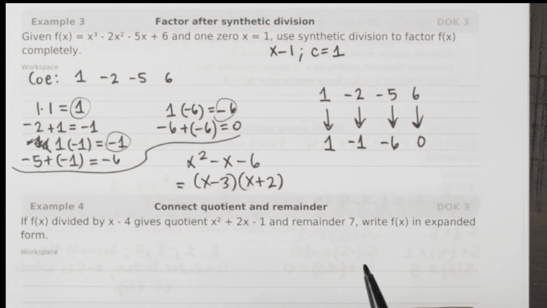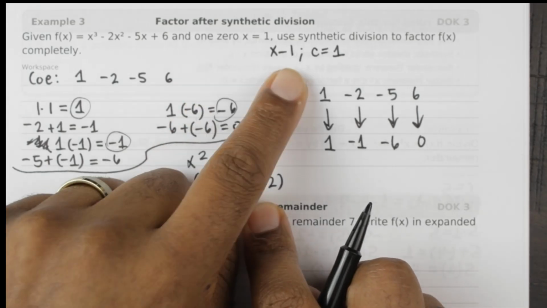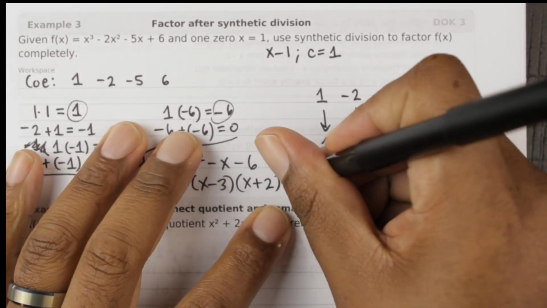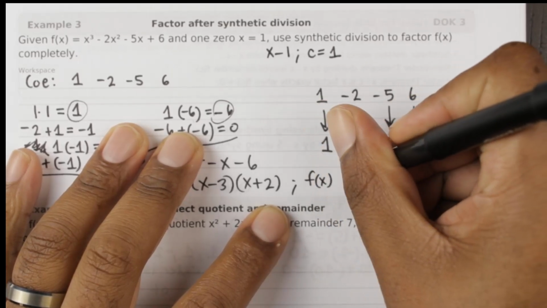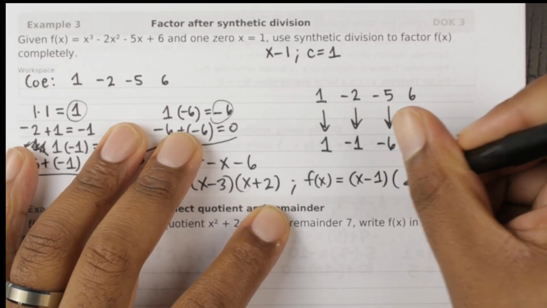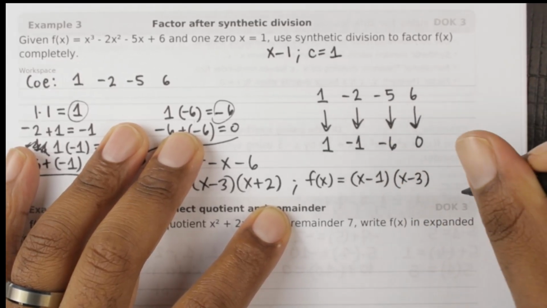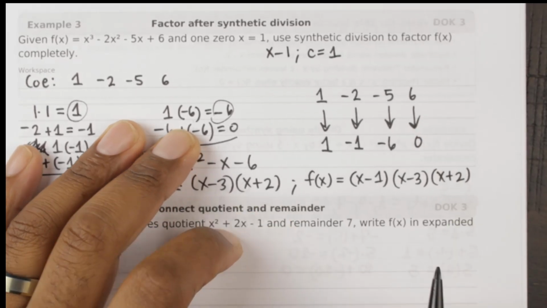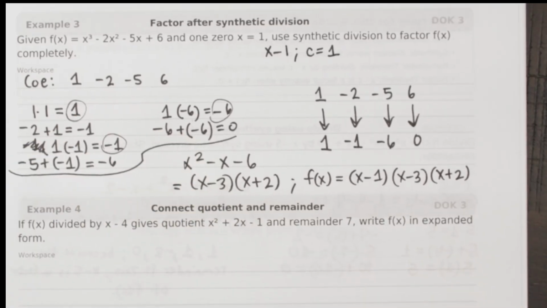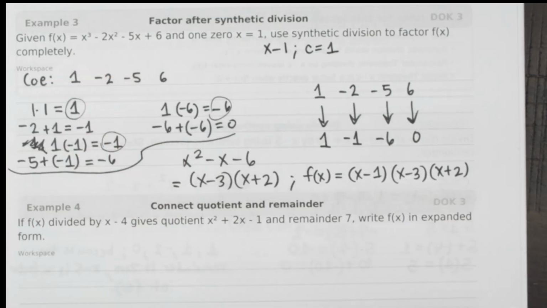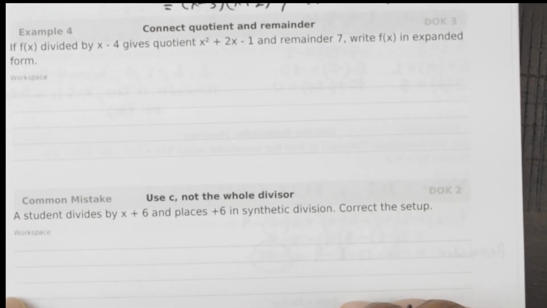Now we need to include the original factor. The original factor we saw up here was x minus 1. So the final result, we have f of x equals x minus 1, x minus 3 and x plus 2. So the polynomial is now completely factored. Okay, so that's how you factor this particular polynomial. All right, let's move on to example number 4.